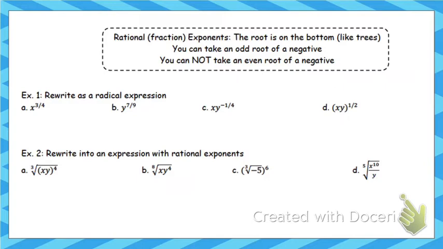So rational exponents are fraction exponents. The way it works is you have a root and a power. The root is at the bottom of the fraction. What I kind of think about is a tree. A tree has roots in the bottom. Okay, so the root is in the bottom.